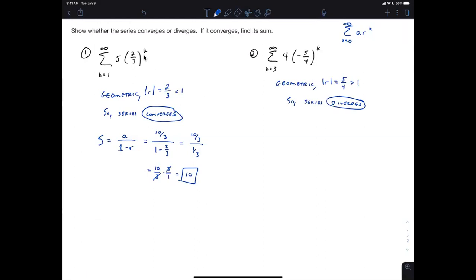There is no sum. When it diverges for a geometric series, that means it either goes to infinity or it goes to negative infinity, or it bounces between infinity and negative infinity for geometric series. Here, that's what it's doing. It's going to bounce between infinity and negative infinity, but either way, it's going to diverge. Any questions on that?